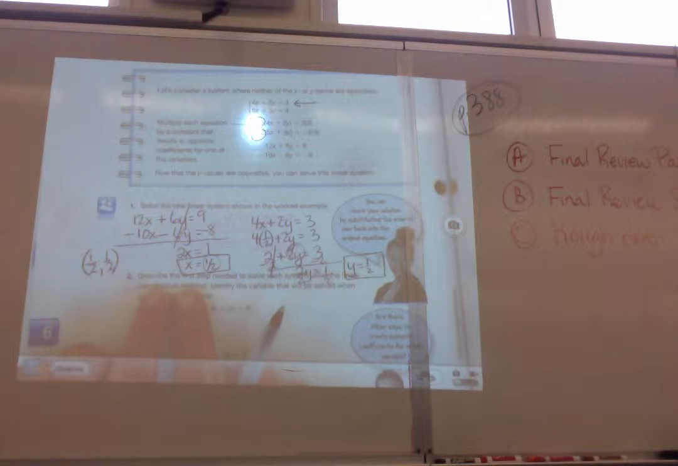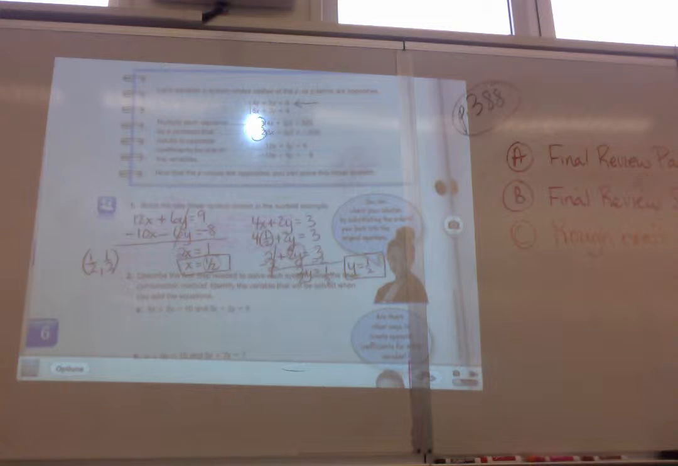Now, number 2. Andy, could you read the directions, please? Number 2, yes I can. Describe the first step using the solving system using linear combination method. Identify the variable that will be solved when you add the equations.